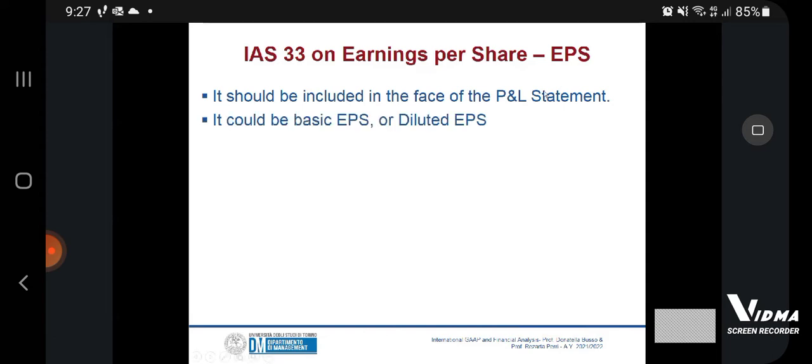Actually, the earnings per share could be both basic and diluted. Usually the companies will calculate and report both of them. So you will have the possibility to find both of these indicators in the income statement.